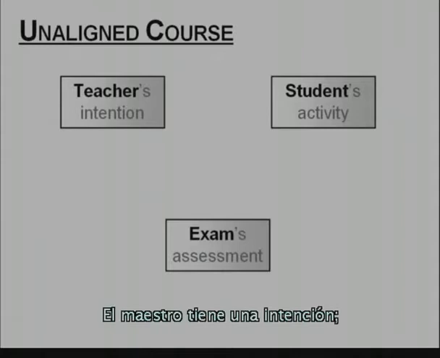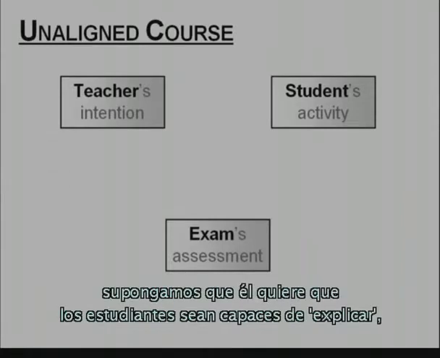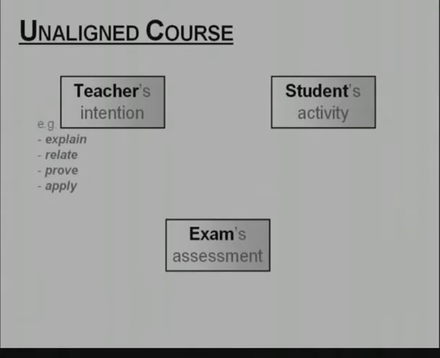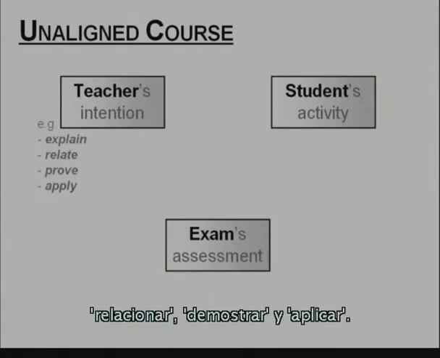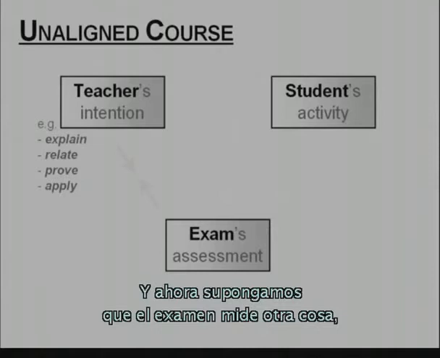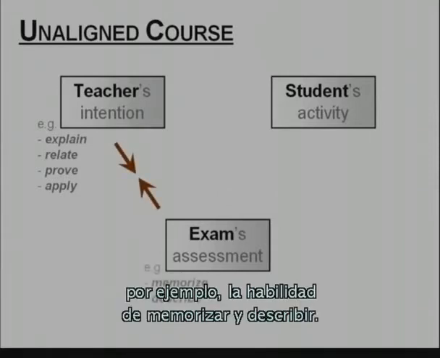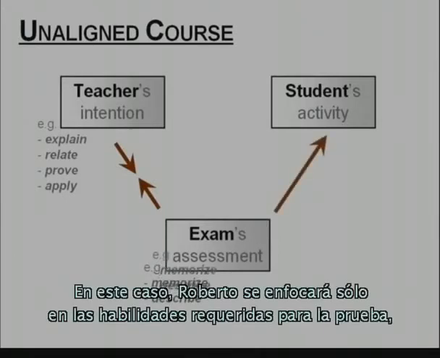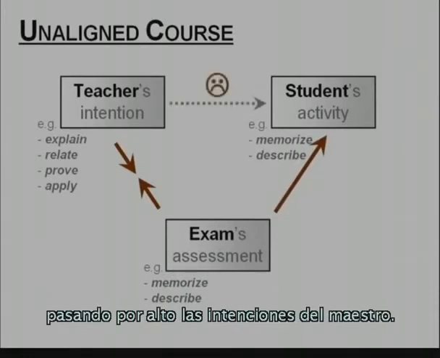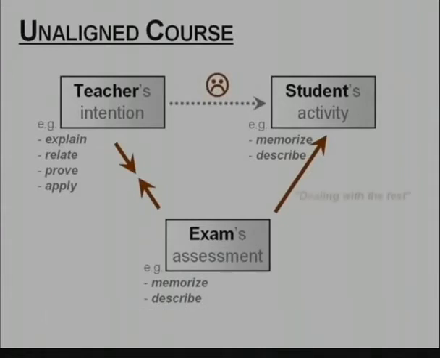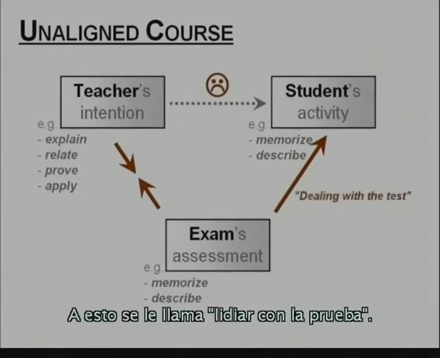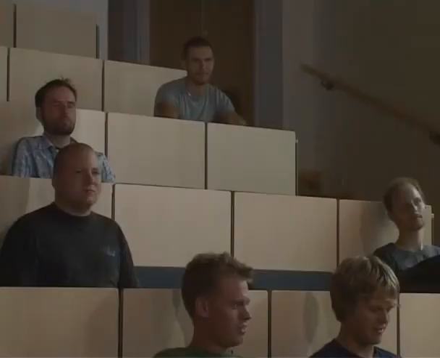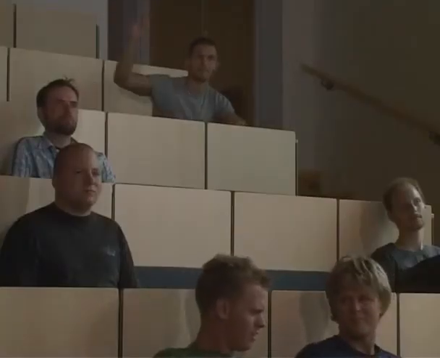The teacher has an intention. Let's suppose he wants the students to be able to explain, relate, prove, and apply. And now suppose the exam measures something else. For example, the ability to memorize and to describe. In this case, Robert will focus only on the skills required for the test, disregarding the teacher's intentions. This is called dealing with the test. Of course, you can extend with as many operations as you like.